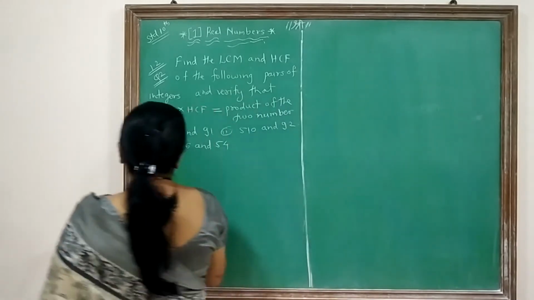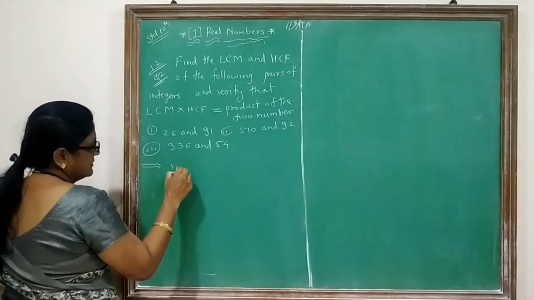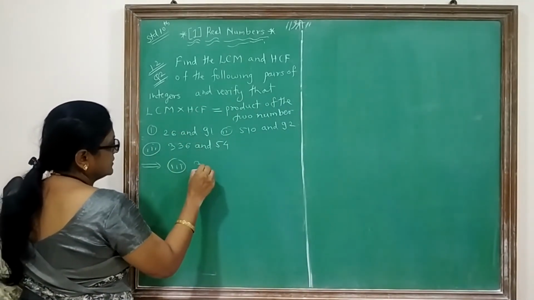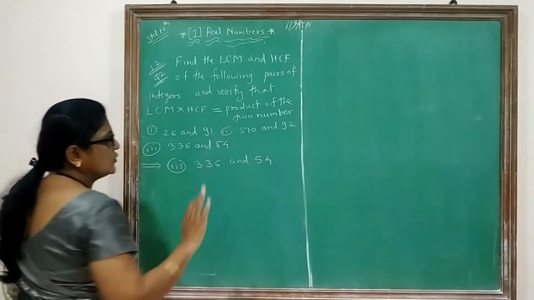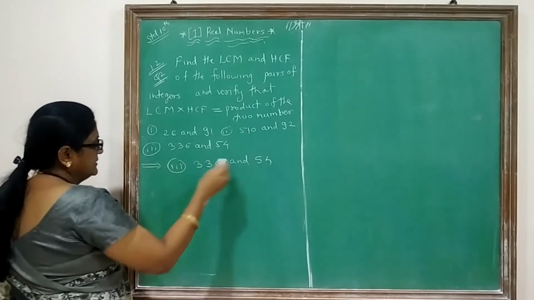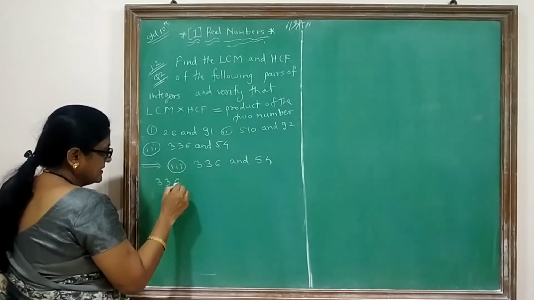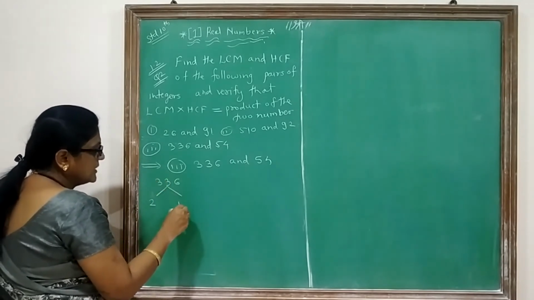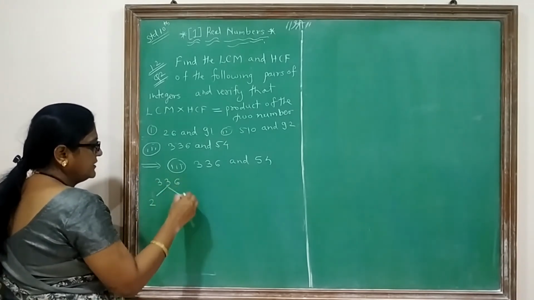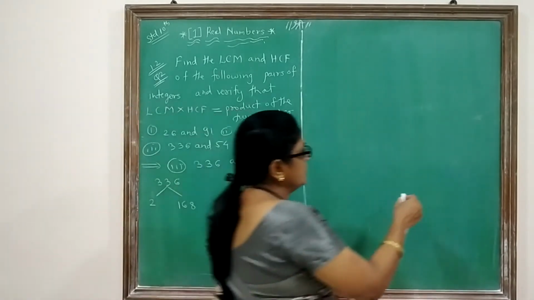Second example you can do. The third example, that is 336 and 54. The second is also same. Then 336. Then again you will divide by 2. Then 2 ones are 2, 2 sixes are 12, 2 eights are 16. Same type you can do.